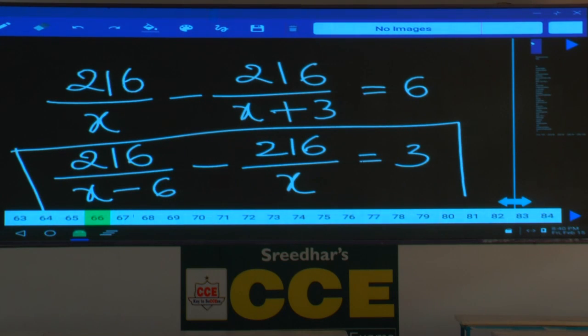Use the first step when you are asked to calculate the number of capsules. Use the second step when you are asked to calculate the price of a capsule. Understood? Right.